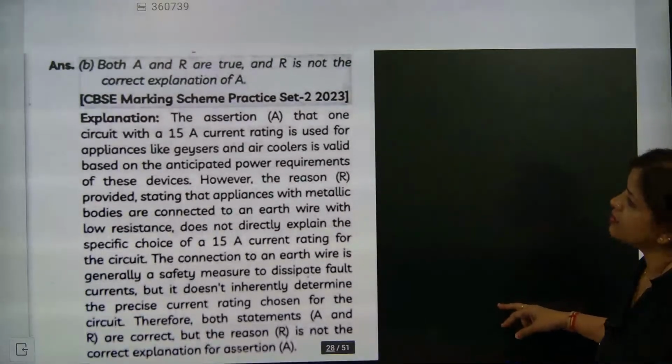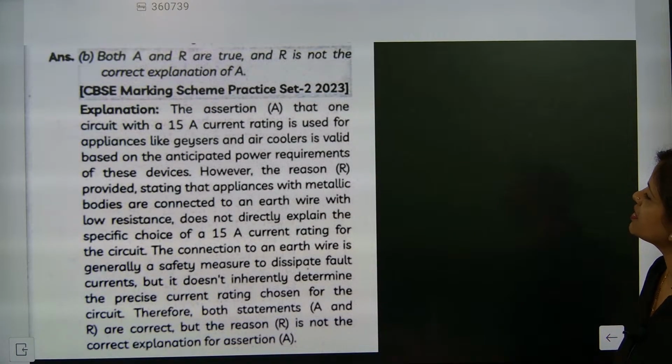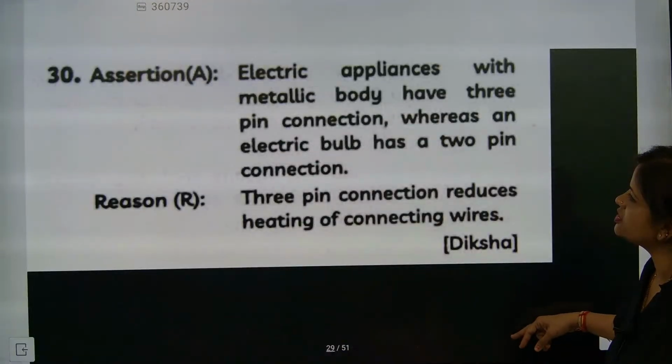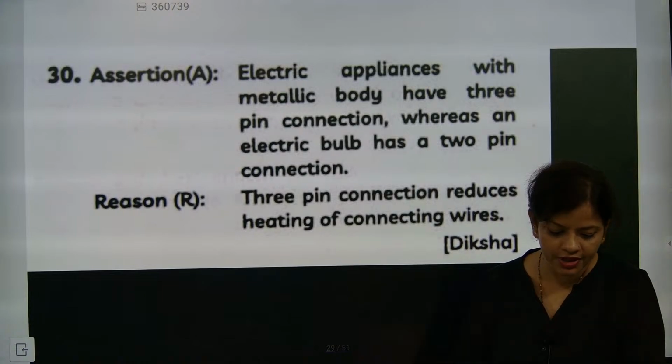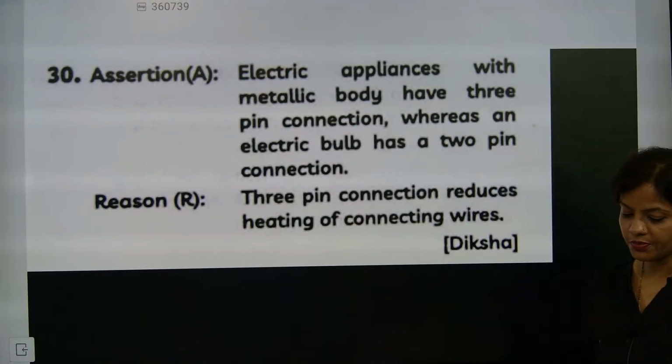Absolutely correct. Come on, this much big love letter is there. CBSE marking scheme practice set 2022. The answer they have given, super. So the answer is B. Come on, go for question number 30. So you are correct. The answer is B. So question number 30.